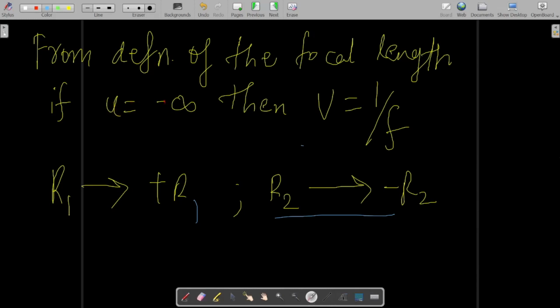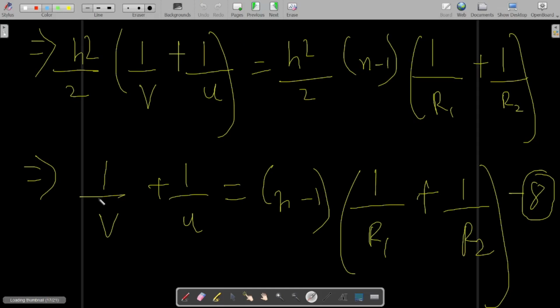So u equals minus infinity, because the object lies to the left side of the origin of the lens. Origin means the center of the lens. From the definition of focal length, u equals minus infinity, then v equals f, R1 equals plus R1, and R2 equals minus R2. Just put all these values in equation number 8.